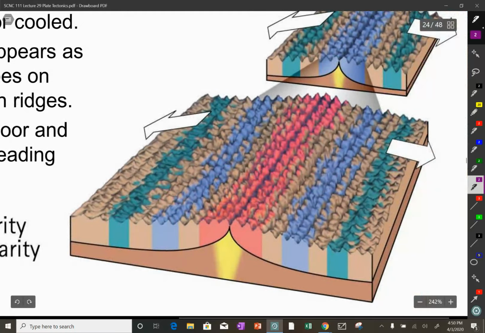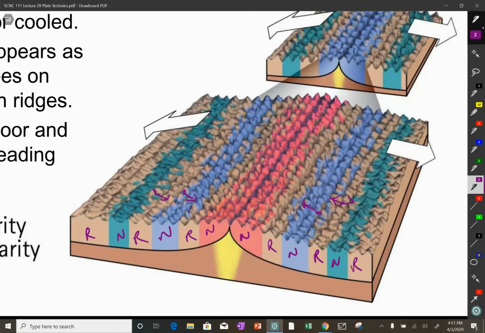So this has the normal on both sides, and then reversed, then back to normal, reversed, normal, reversed. It's a mirror image in terms of the widths of these from one side to the other. And so that agrees very well with the idea that we are laying down new ocean floor and that we're recording information about the Earth's magnetic field.